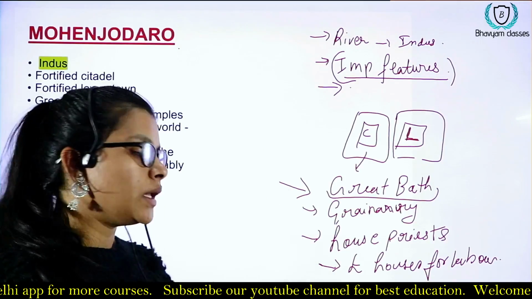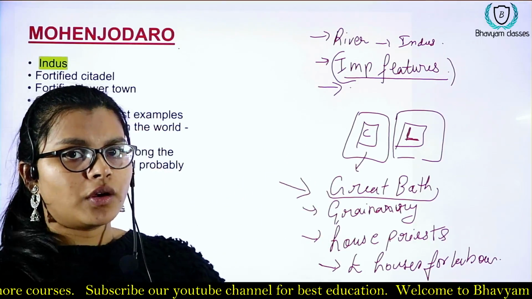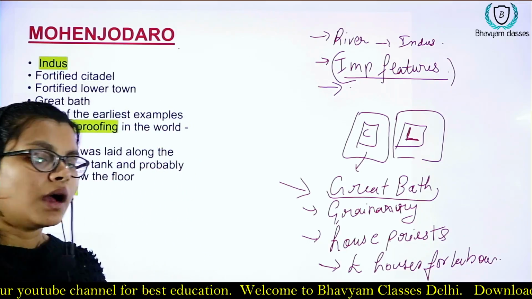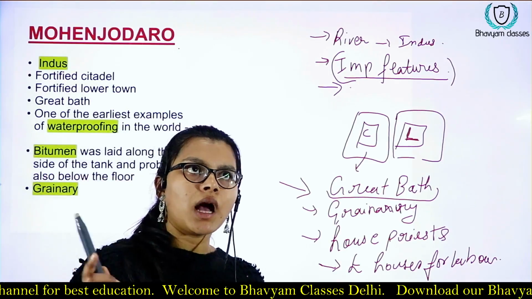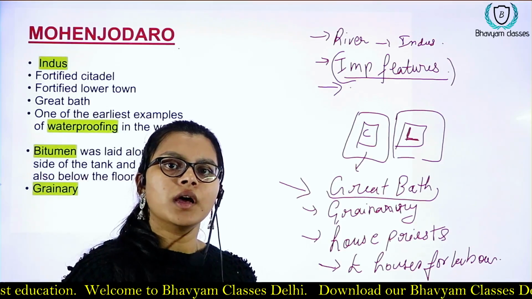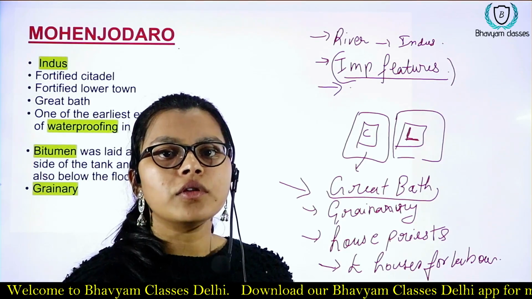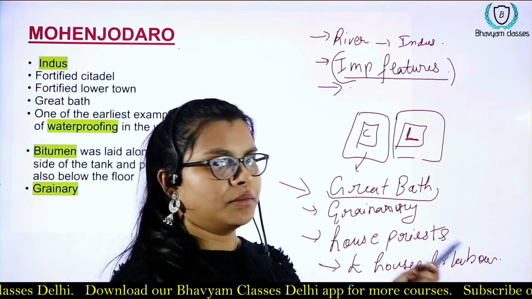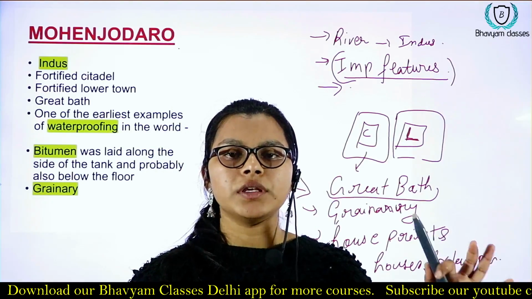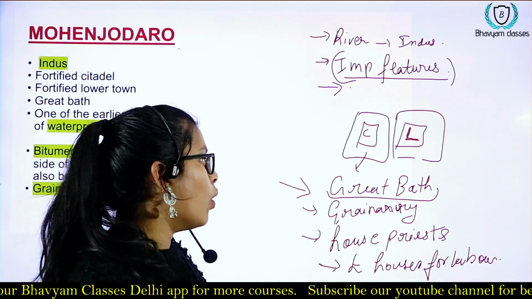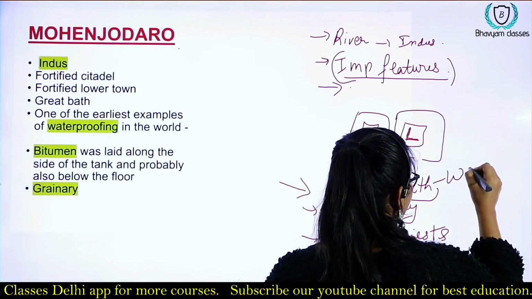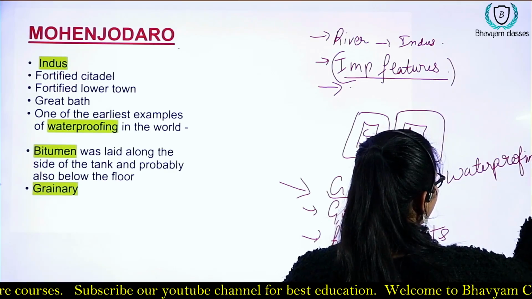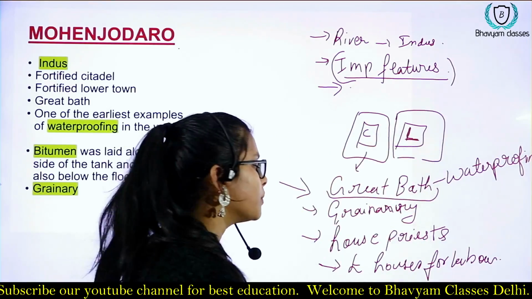Now when we talk about great bath, what does it actually mean? See, we are talking about a period of around 5000 years ago. Fine. So today we are not able to make our houses and ceilings waterproof. सीलन जो कहते हैं वो हो ही जाती है घरों में. We are not able to prevent that. Fine. But how come people of like 5000 years ago knew the technique of waterproofing?